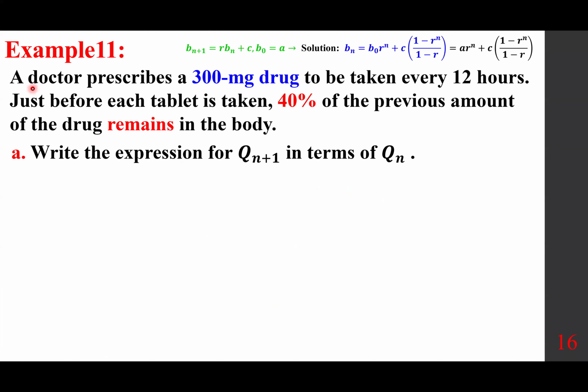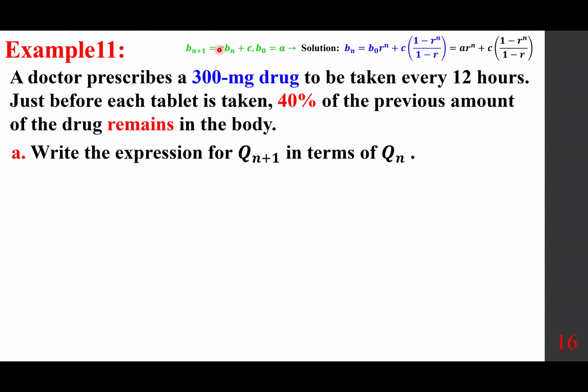A doctor prescribes a 300 milligram drug to be taken every 12 hours. Just before each tablet is taken, 40% of the previous amount of the drug remains in the body. Write the expression for Q sub n plus 1 in terms of Q sub n. The formula is B sub n plus 1 is R, B sub n plus C, B sub 0 or A.